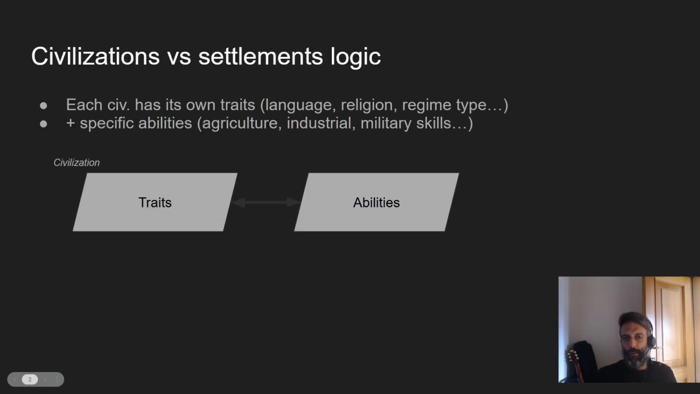A typical first distinction is between traits and abilities. When we talk about civilization, traits represent long-term characteristics. Let's say language, religion, inclination of a culture, while abilities represent material stats or levels, for example in economy, in farming, industry, technology, army development, and so on, reached in a specific moment.